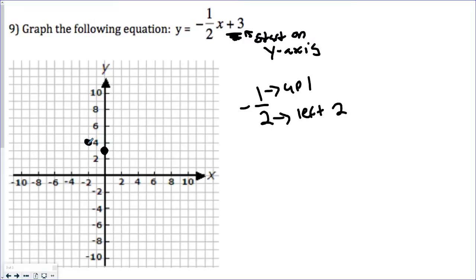And I can go again from this same point. I'm going to go up 1, left 2. Up 1, left 2. Up 1, left 2. And I can keep doing this on and on and on.